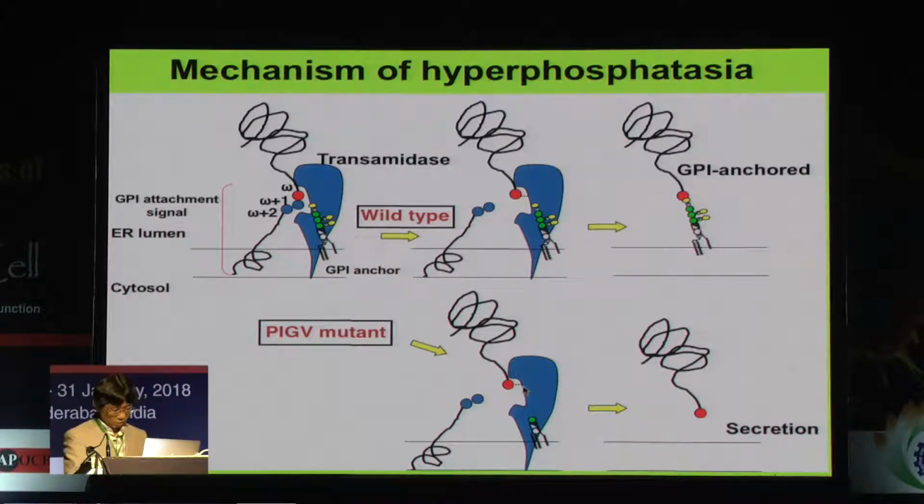So we think the transamidase undergoes the first reaction and removes the signal sequence. This intermediate cannot be attacked by the GPI, because the GPI is truncated and there is no amino group to attack the intermediate. But this is a thioester-linked intermediate, which eventually can be hydrolyzed by water. Now a soluble alkaline phosphatase is generated, and this can be secreted into the supernatant. So we think that this is the mechanism of the hyperphosphatasia in the patients.